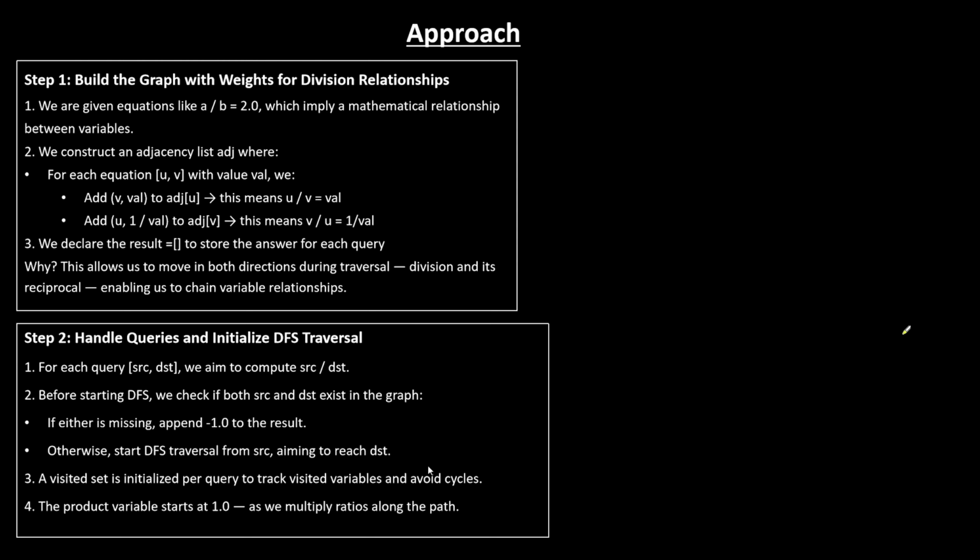Now, since we got the intuition of the problem, let's look into the approach for how we're going to solve it. We are given an equation a by b equals 2.0. Okay, we know this, a mathematical relationship. So what we do is construct an adjacency list. We name it adjacency, ADJ, for equation u comma v, basically traversing the equation.